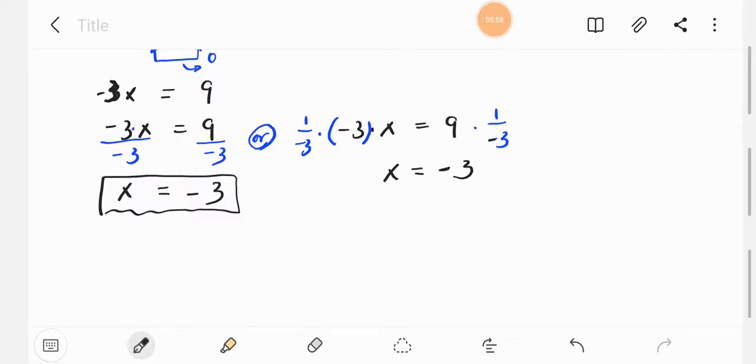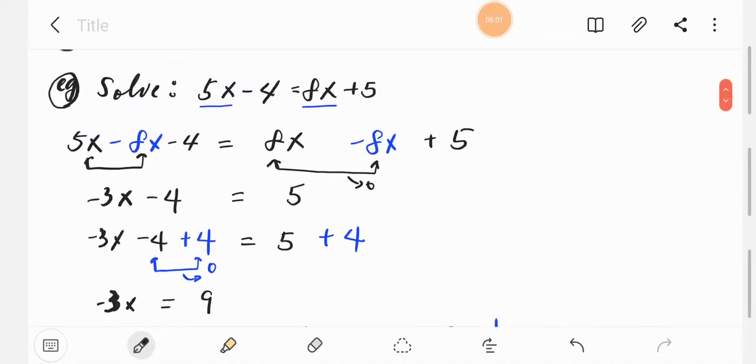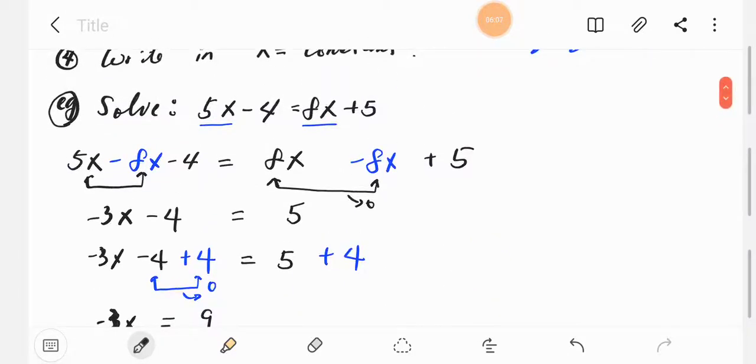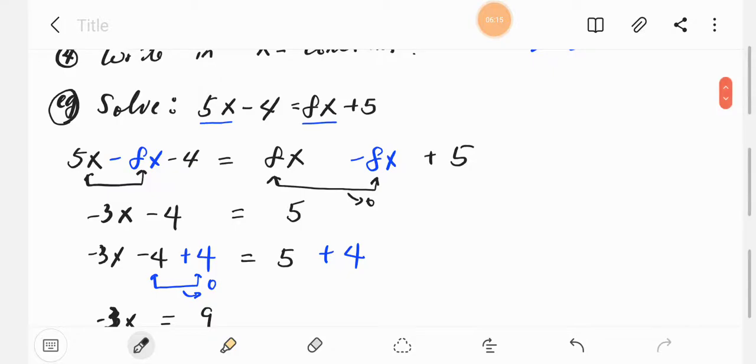And then you can check this one. Well, do we really have to check? If negative 3 is the correct solution, then once you plug in negative 3 for x, the left hand side should be equal to the right hand side. Okay, let's check whether this is correct.